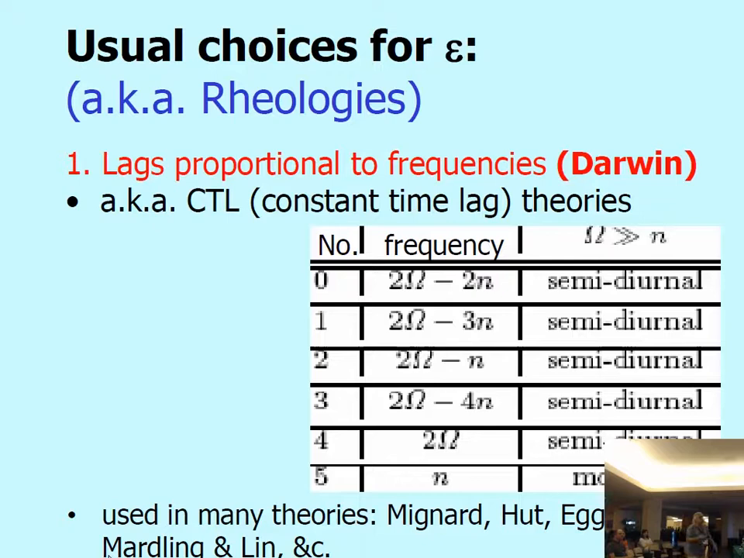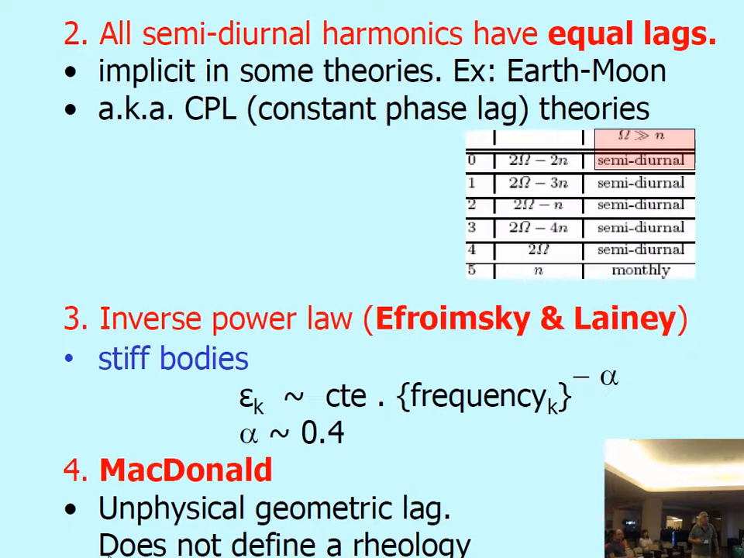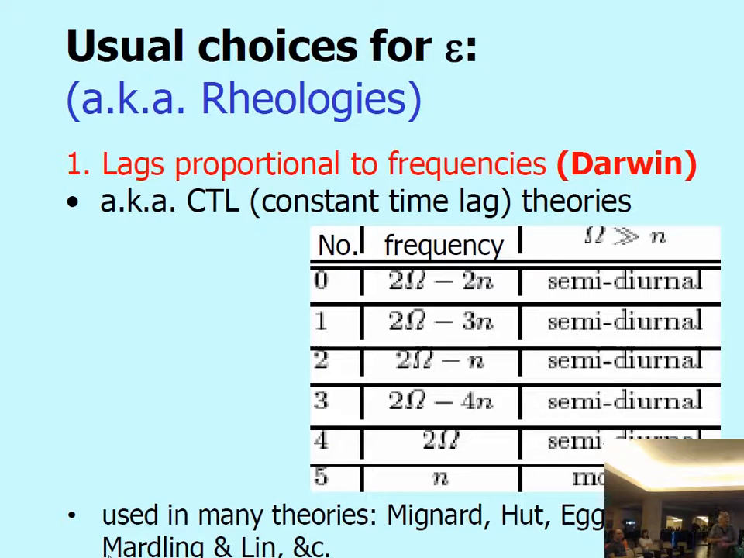In this case, if you look at the frequencies, semi-diurnal, semi-diurnal, semi-diurnal, semi-diurnal, monthly. So epsilon 0, epsilon 1, epsilon 2, epsilon 3, epsilon 4 will be the same, because I am in the case omega much larger than n, so omega is dominating. I have to pay attention, for instance, epsilon 0, epsilon 1, and epsilon 2 will have different signs. If I take epsilon 1, epsilon 2 is minus epsilon 1, because 2 omega minus 3n, the difference is minus 1, and here the other is 2. So we have to pay attention to some details. But what is interesting is that omega is much larger than n. All terms here are semi-diurnal.